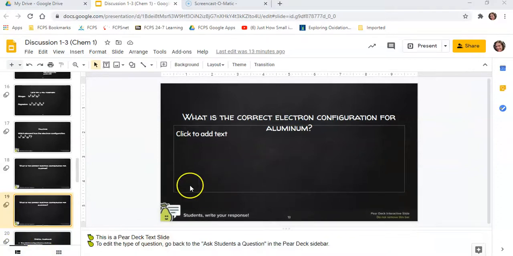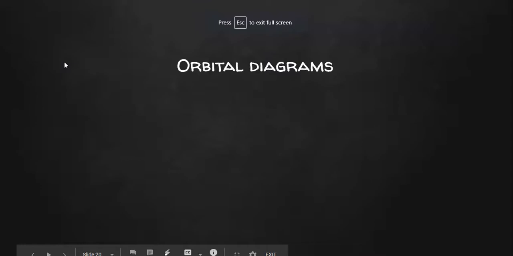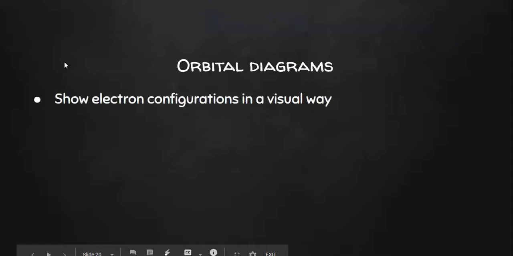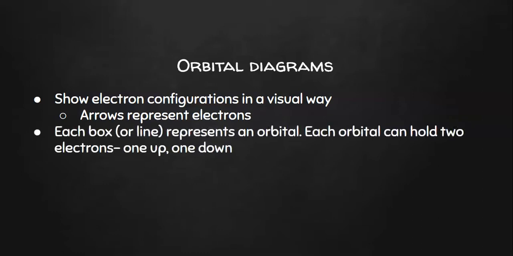All right. So let's talk about orbital diagrams. Orbital diagrams are really just a way to show electron configurations visually. We use arrows to represent electrons, and we use boxes or lines to represent orbitals. Every orbital can hold 2 electrons, and we draw one pointing up and one pointing down in a single orbital. We'll talk about why in a minute.